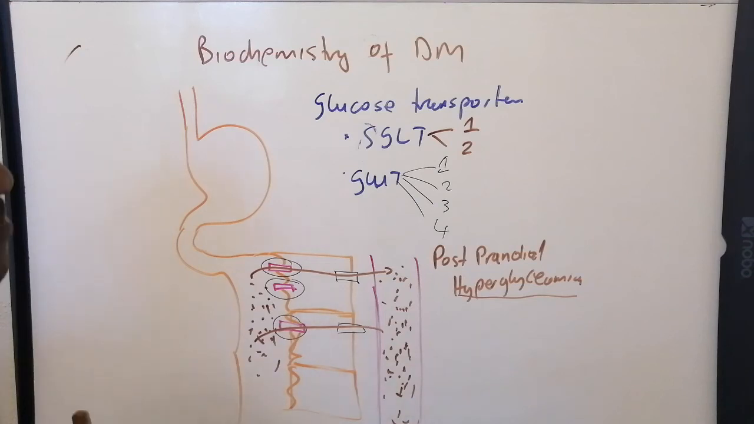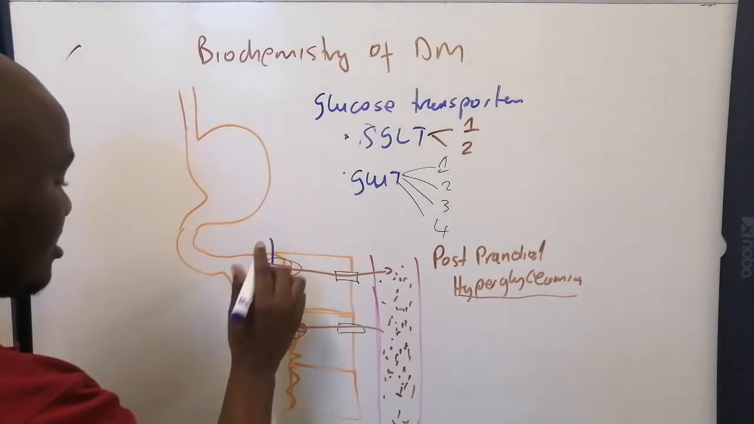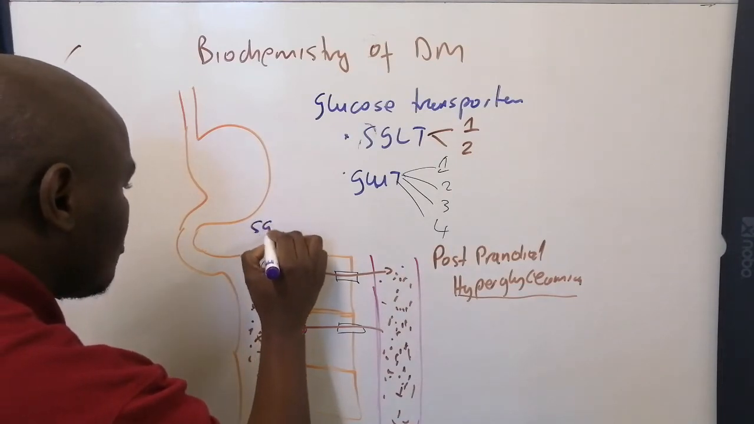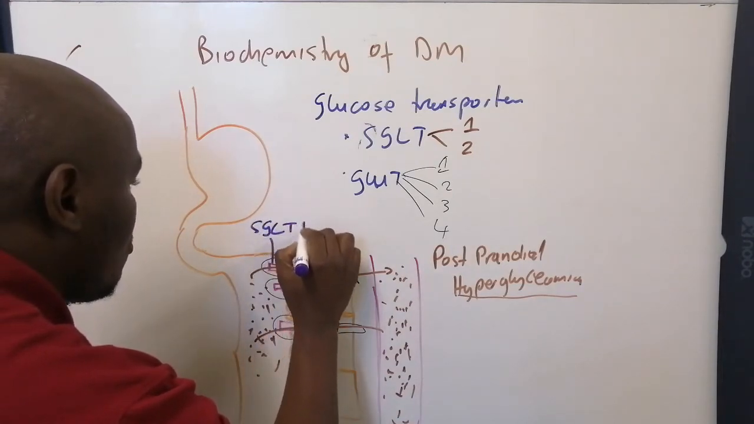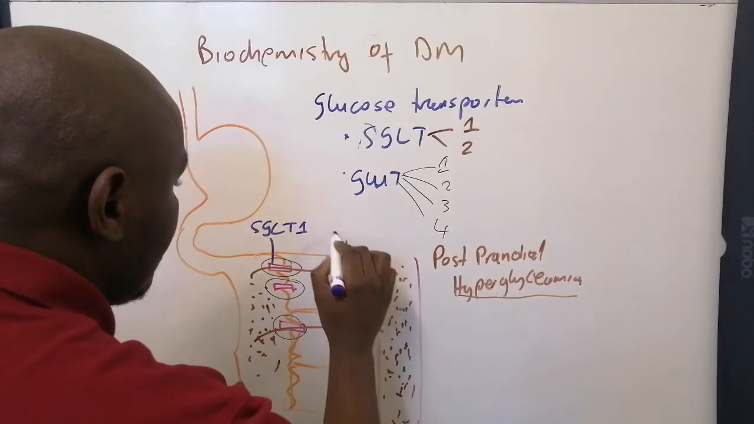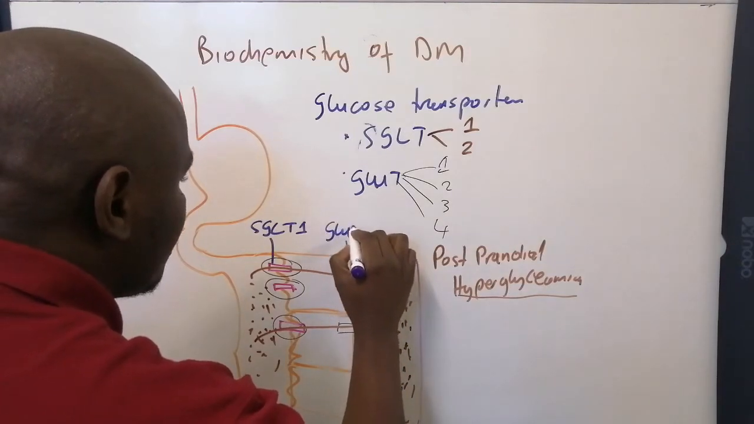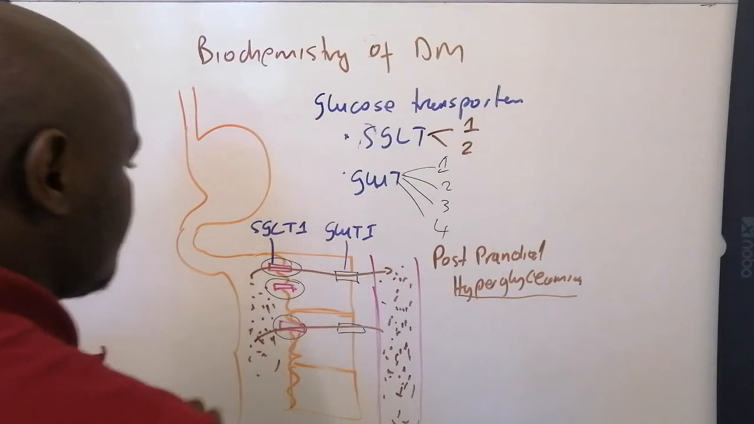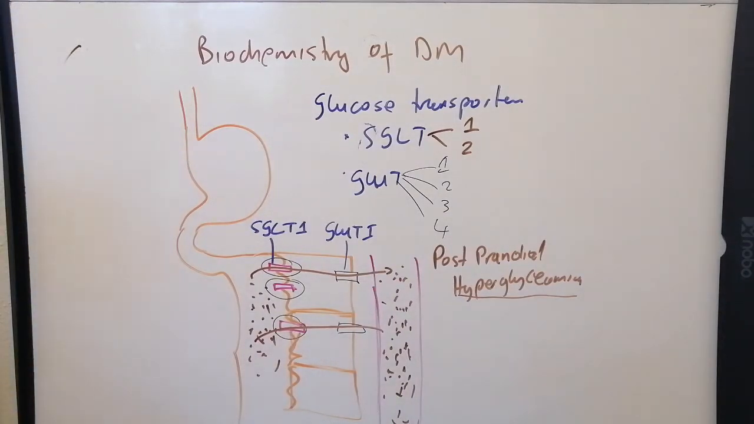How does that happen? Let me just make sure that I label. This glucose transporter here is the sodium glucose linked transporter 1. Then this one here is the GLUT glucose transporter 1. Right? So, just create space.